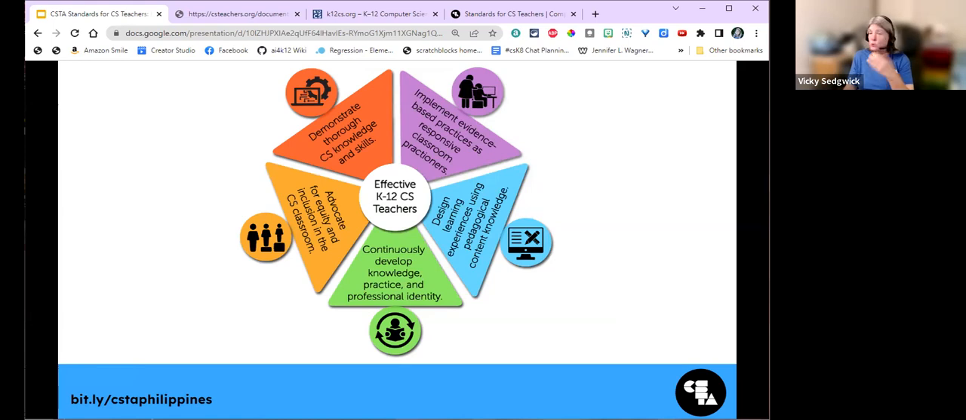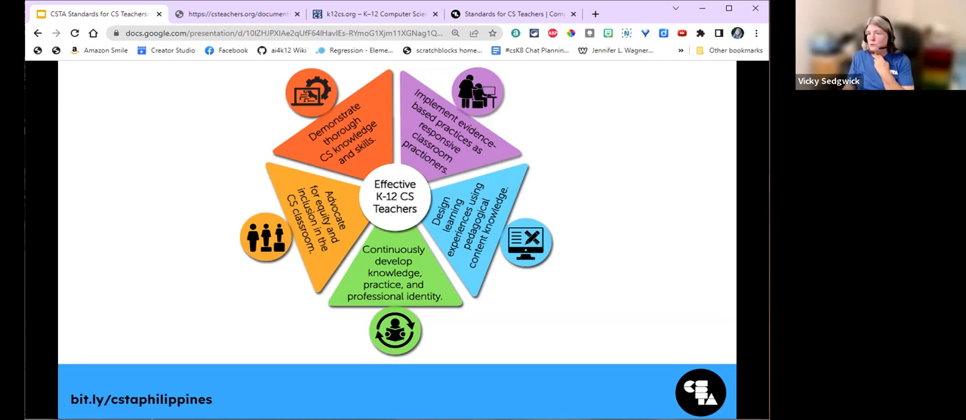And administrators might use them in a school. I don't know about you, but my administrators have no idea what I do. They can walk into a classroom, they have no idea if it's good or not good. So part of the guidance that the standards give is what administrators should look for in a CS classroom, right? And so it gives them that guidance.